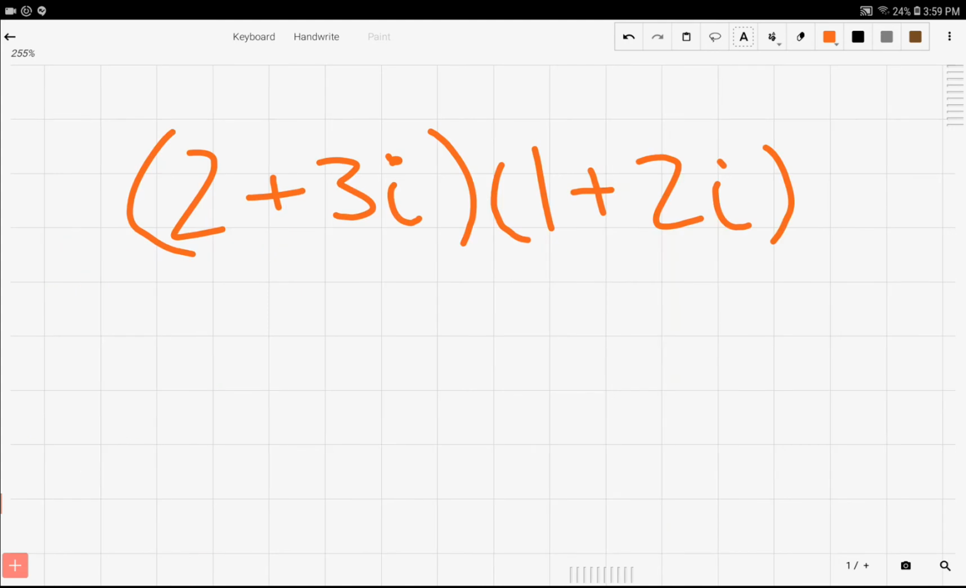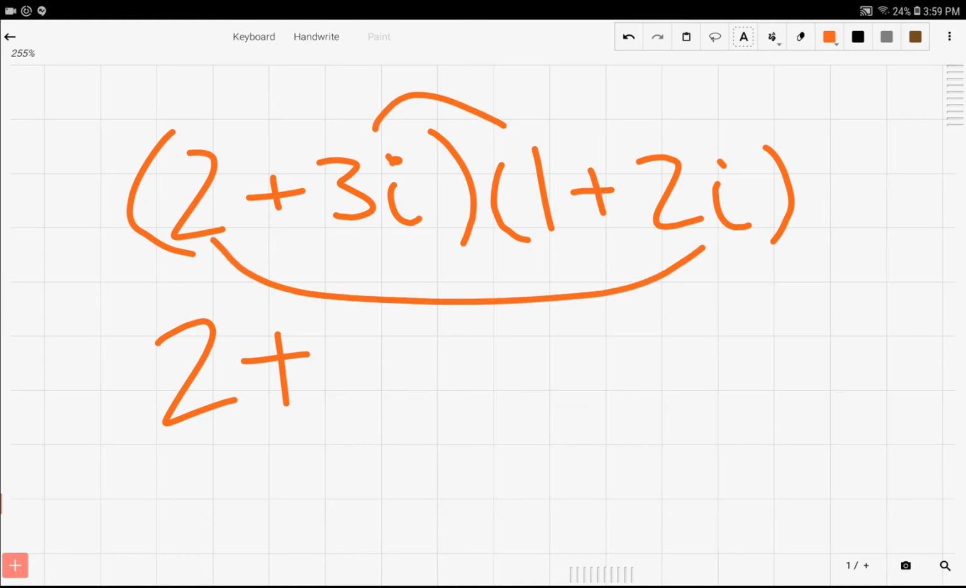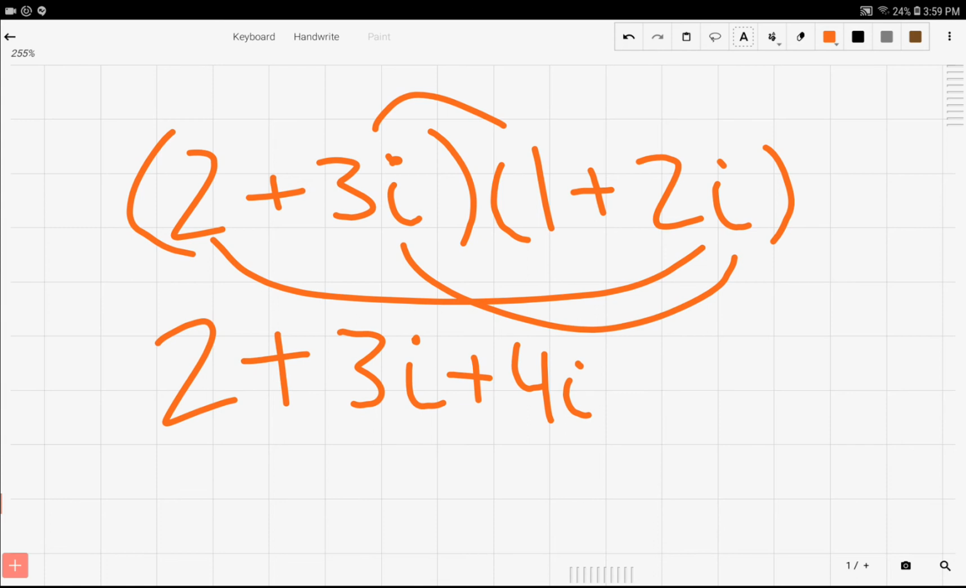Okay, here's an example of complex number multiplication. So I'm just going to use a simple method, multiplying the first terms. So we have 2, multiplying these two, and then adding them together. We have 3i plus 4i. And lastly, multiplying the last terms together. So we have 6i squared.